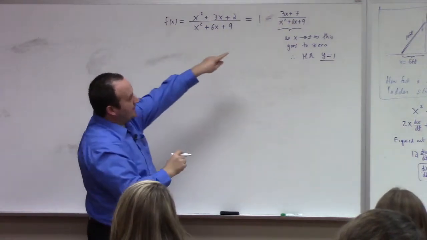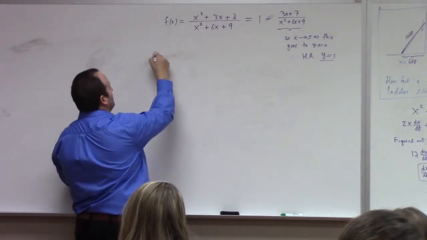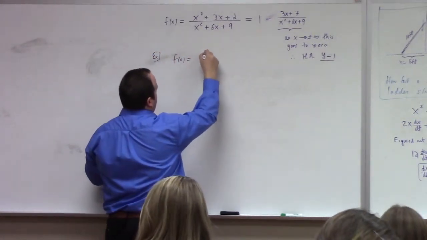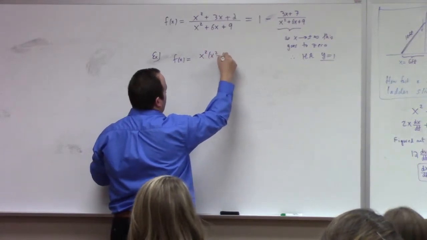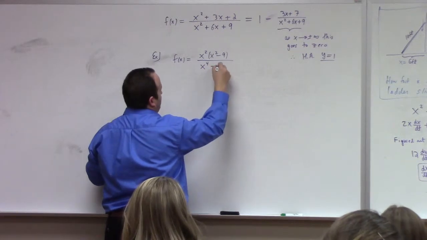Okay, so how about that? What would the graph of this, well, tell you what, forget about this example. Let's do an easier example. How about this? f of x equals x squared times (x squared minus 9) over x to the 4th minus 16.